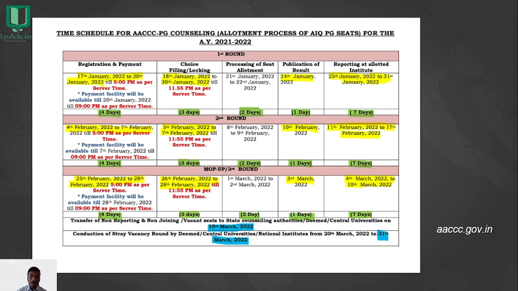Next, the transfer of non-reporting and non-joining vacant seats to the state counseling authorities or deemed or central universities is on 5th March. And the conduction of the stray vacancy round by deemed and central universities and national institutes is from 20th March 2020 to 31st March 2022. This is about the time schedule of AACCC PG online counseling.